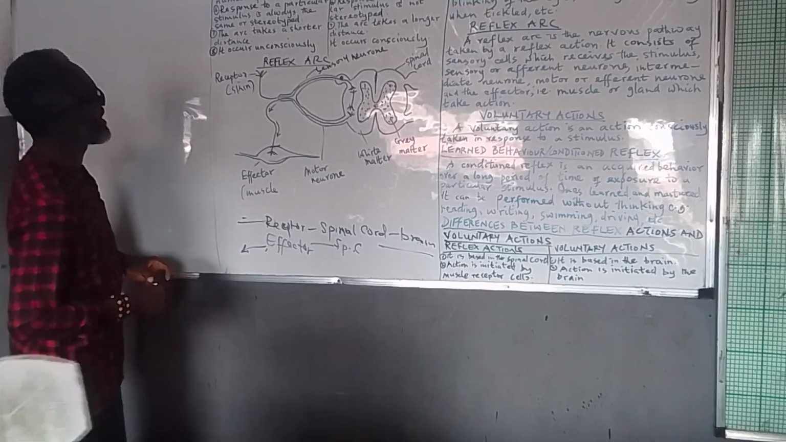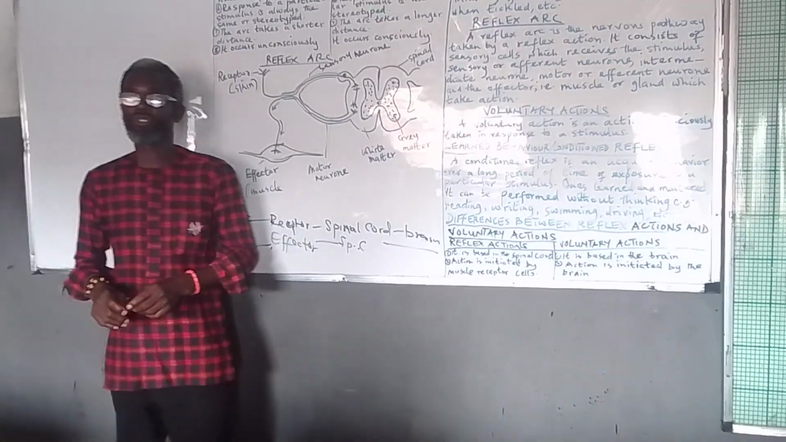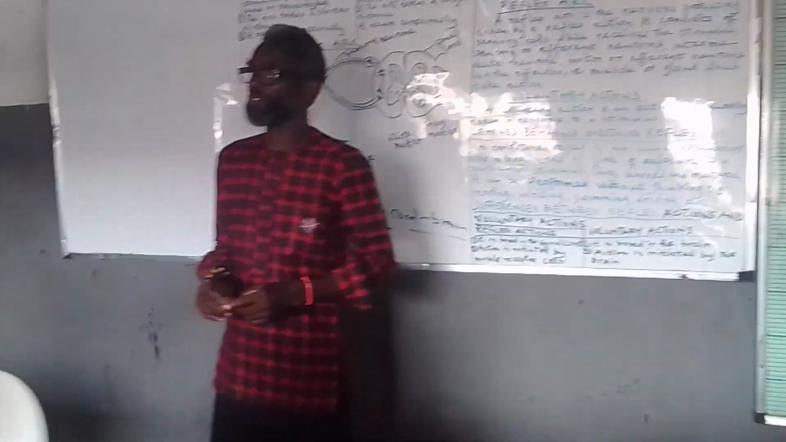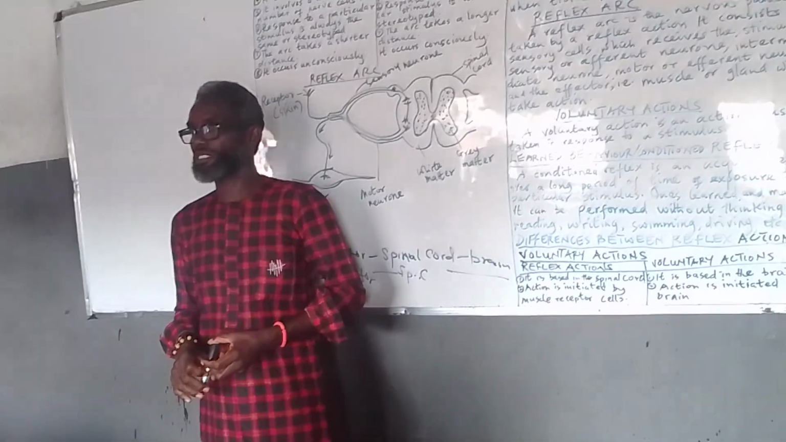And finally, it occurs unconsciously. The reflex action occurs unconsciously, something you cannot control. While the voluntary action occurs consciously. So in our next class, we'll be looking at the endocrine system.